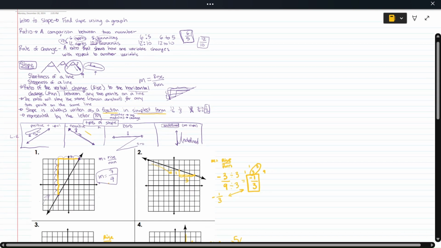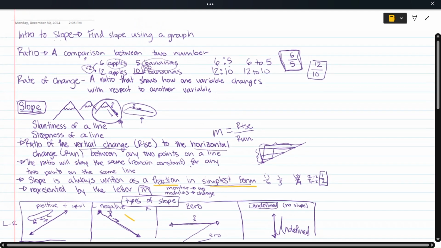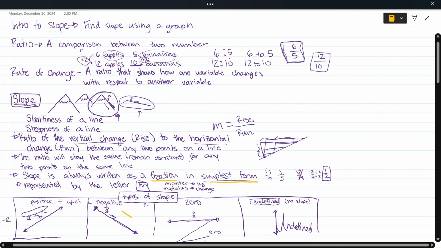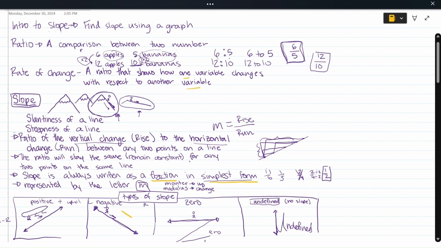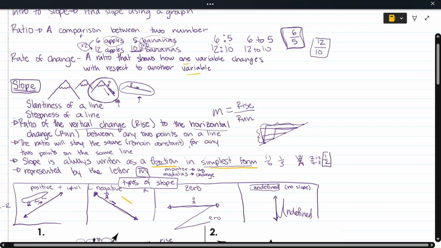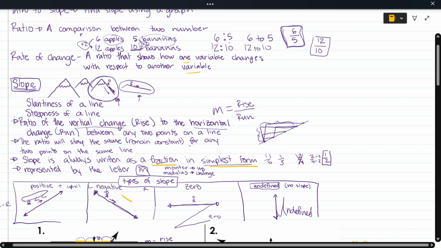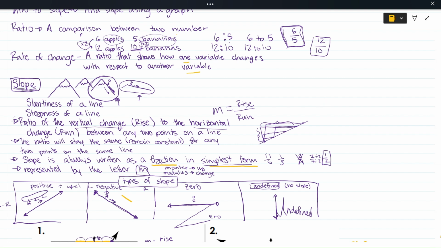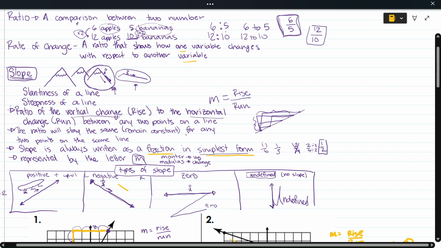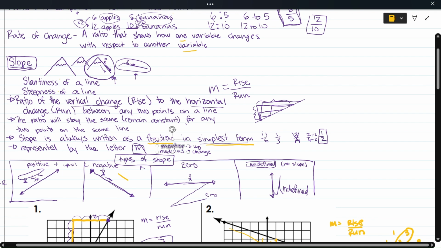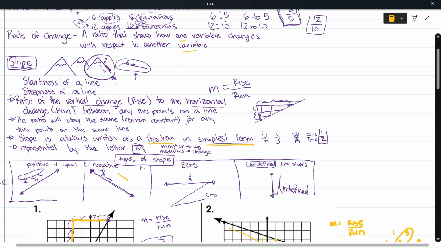Let's review just a little bit. We talked about how a ratio is a comparison between 2 numbers. We talked about how a rate of change is a ratio that talks about how one variable changes with respect to another variable. We used the example of apples to bananas, and then we transformed those to talk about that relationship of the rate. We talked about slope. We talked about skiing on the mountains. We talked about how some slopes are steeper than other slopes. We used the word slantiness. We used the word steepness. And we used the words ratio of vertical change to horizontal change. We also used the words rise over run.